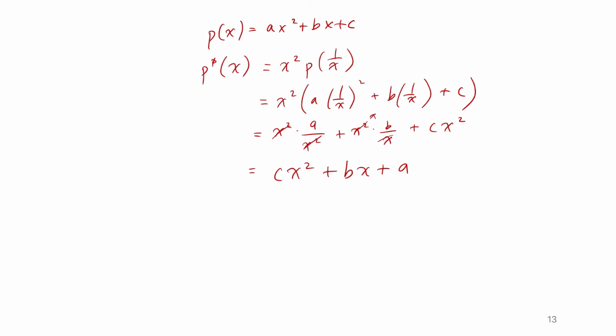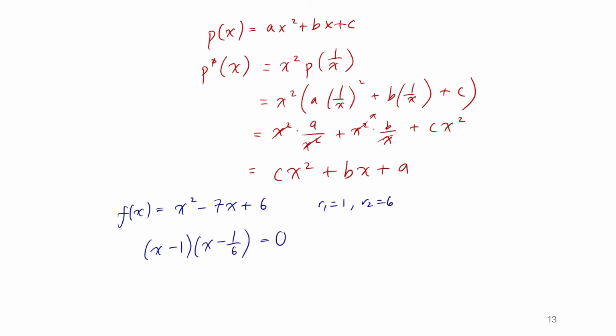Okay, let's work through an example. So suppose we have f of x is x squared minus 7x plus 6. Okay, what are its roots? 1 and 6, right? Is that okay? Let's see what happens when we expand out x minus 1, x minus 1/6. Let's set it equal to 0. Okay? x squared minus 1/6 x minus x plus 1 over 6 is 0.